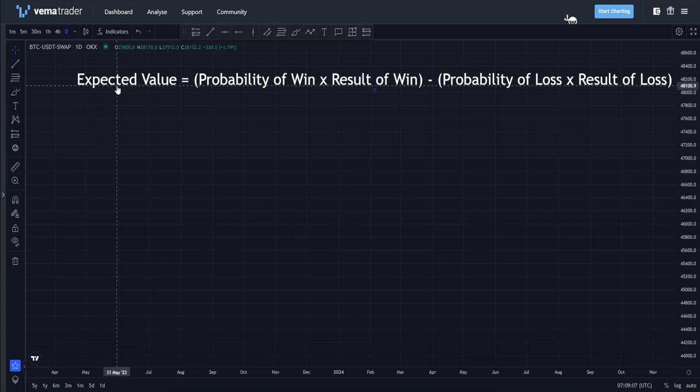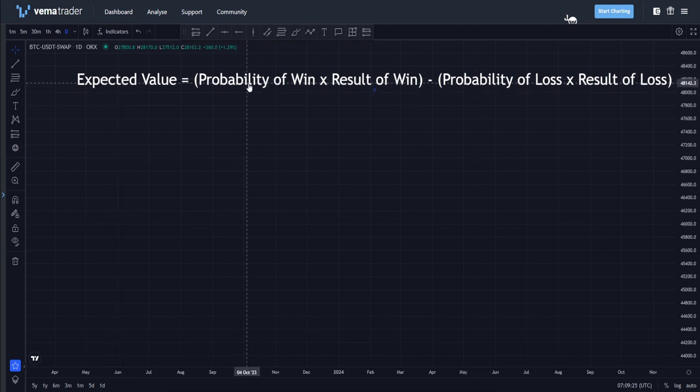Righto, so if you've been watching these videos, you would hopefully be familiar with the expected value formula by now. Expected value is equal to the probability of a win times the result of that win, minus the probability of a loss times the result of that loss. I like to think of these terms as levers you can pull, and pulling any of these levers will change the expected value.